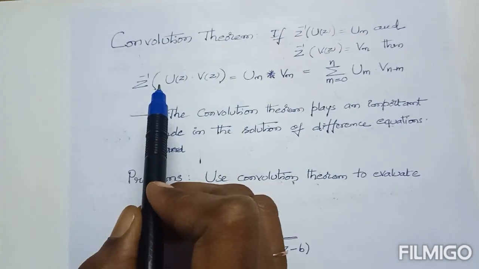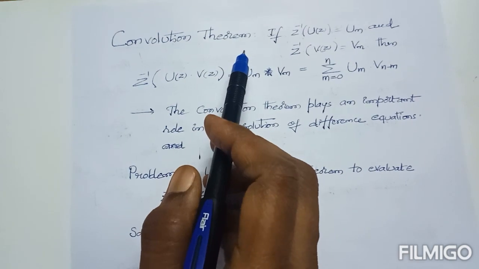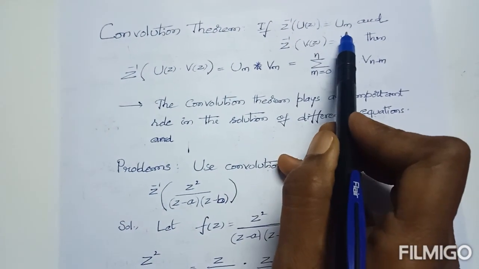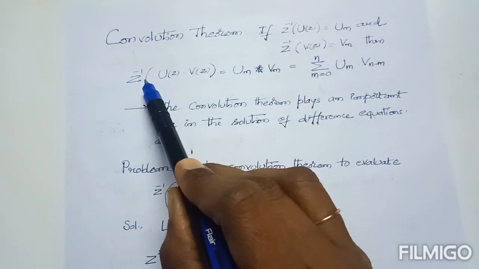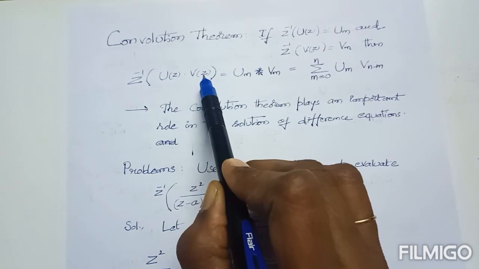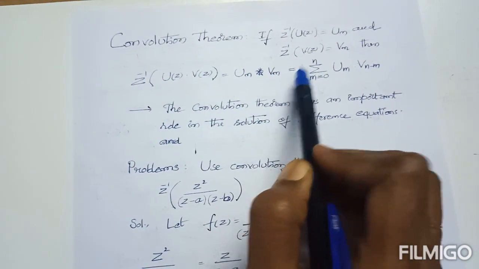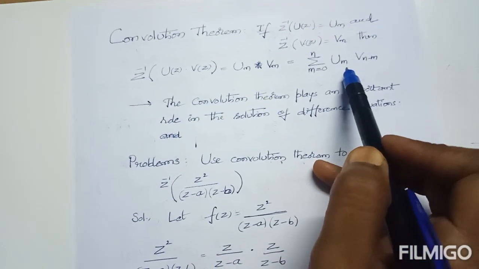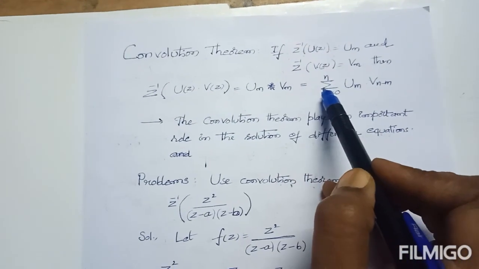Today I am going to explain problems on convolution theorem. Here the convolution theorem statement is: if z inverse of U(z) equals u(n) and z inverse of V(z) equals v(n), then z inverse of U(z) times V(z) equals u(n) star v(n), equals summation of m equals 0 to n u(m) v(n minus m). This is the statement of convolution theorem.